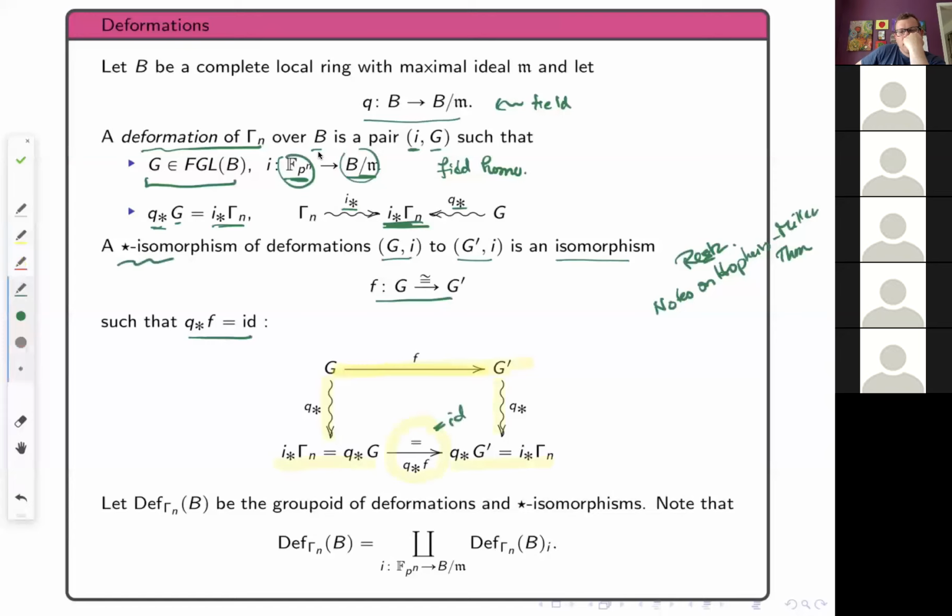All right, so we can form the groupoid. Def gamma n of B is going to be the groupoid that has objects, the deformations over B, and morphisms, the star isomorphisms.